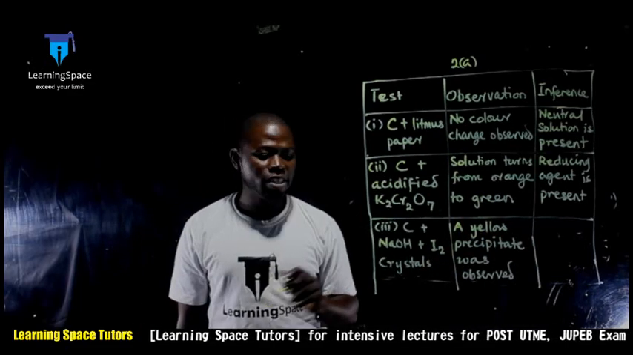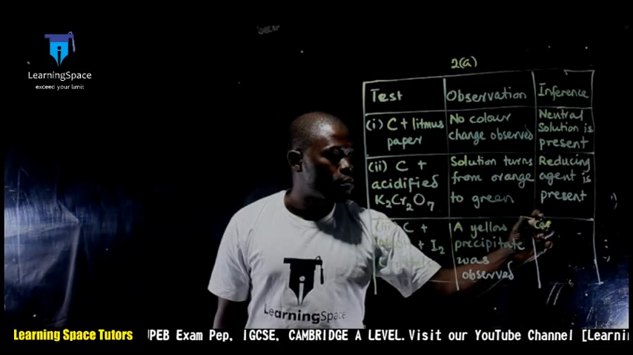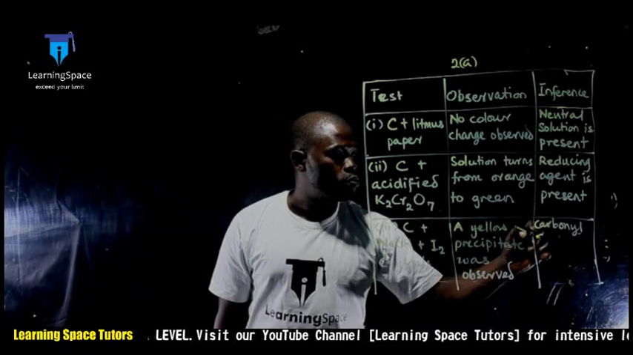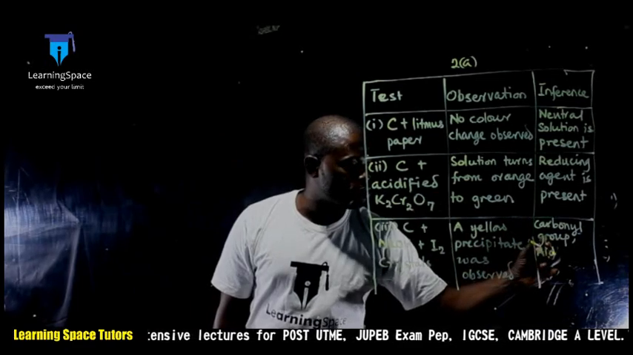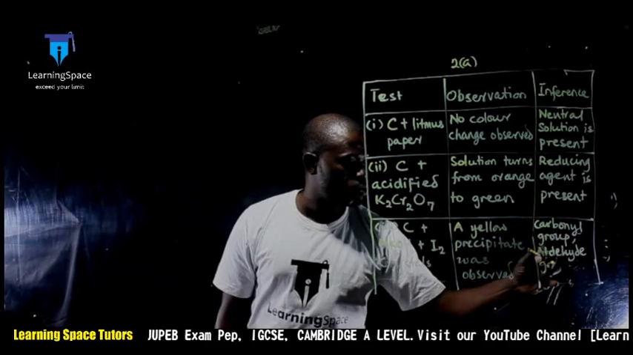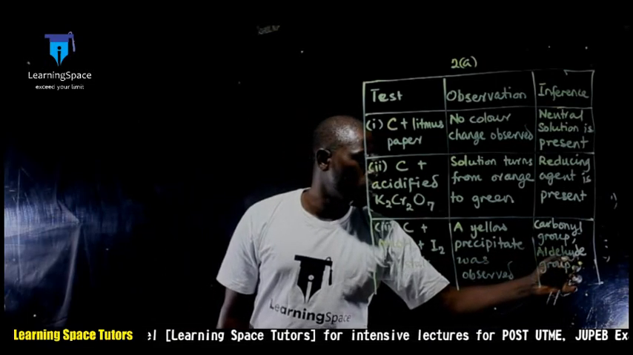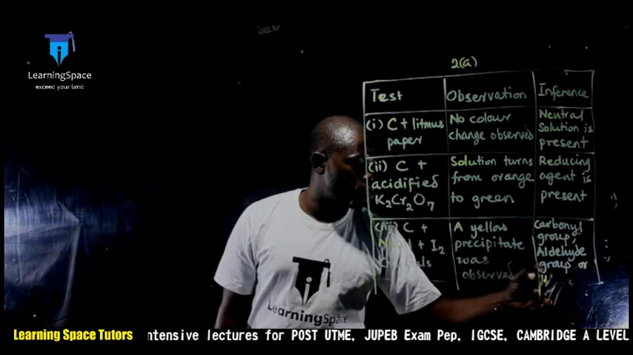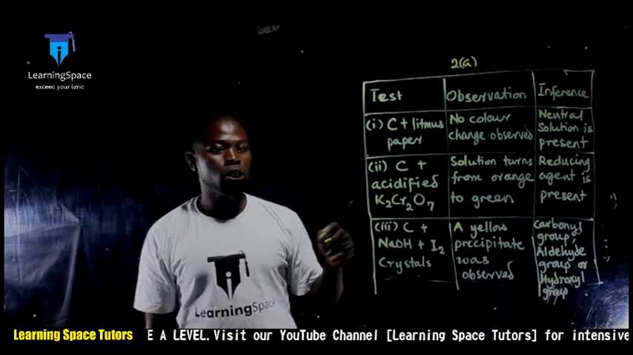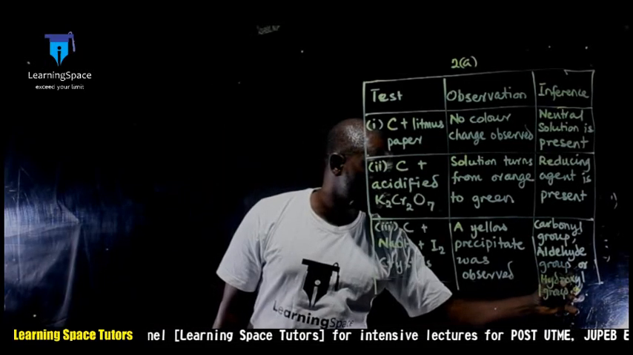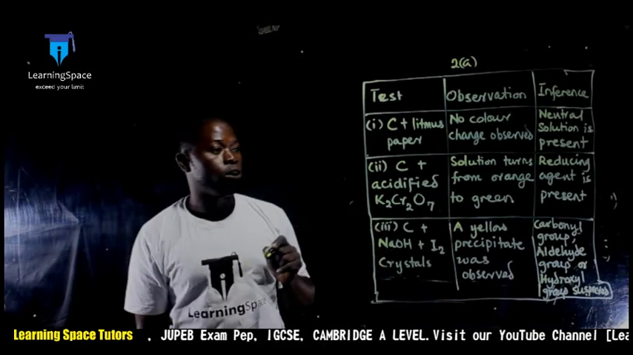Now, if you observe a yellow precipitate, knowing fully well that this is the iodoform test, you cannot infer just one thing. So you have to say carbonyl group, which is from alkanone, aldehyde group, which is from alkanal or aldehyde, or hydroxyl group, which is from alkanol, is suspected. This is going to be your table.